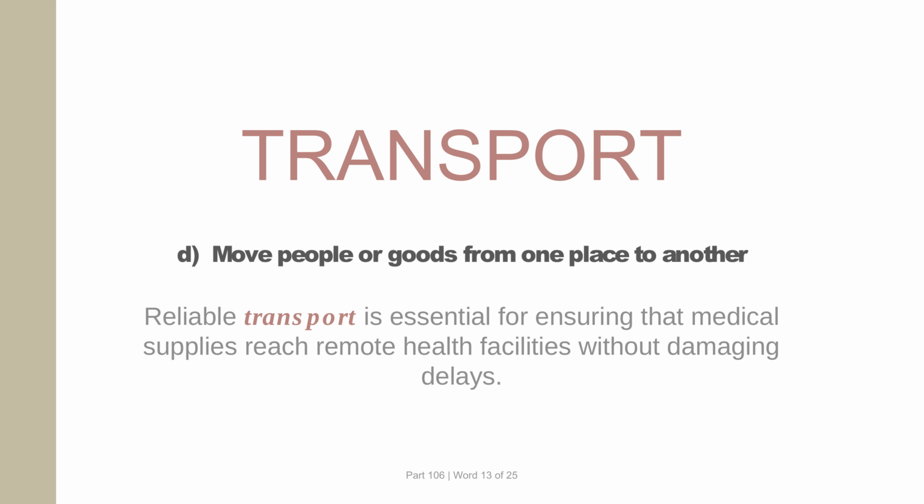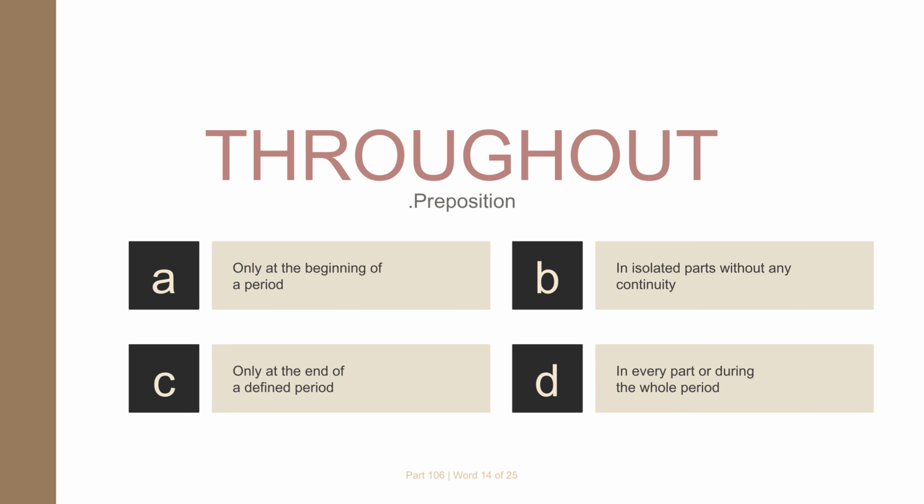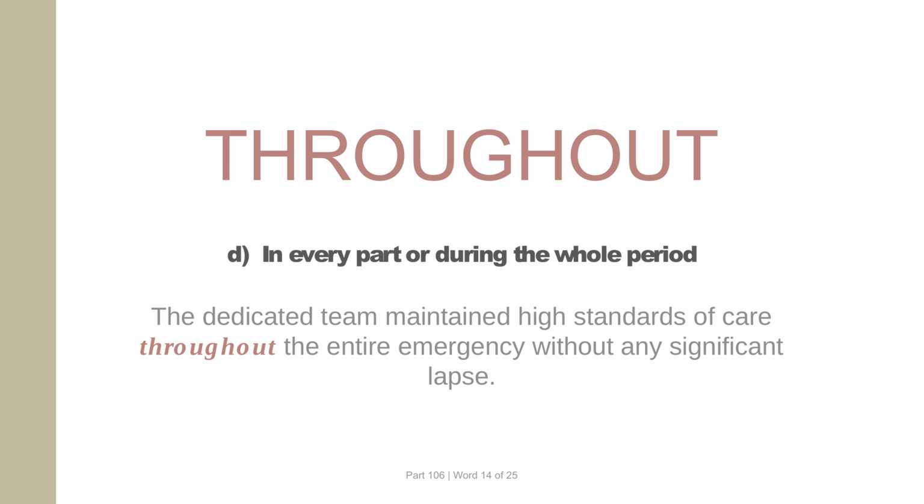Question 14. What is the meaning of throughout? Option A, only at the beginning of a period. Option B, in isolated parts without any continuity. Option C, only at the end of a defined period. Option D, in every part or during the whole period. Correct answer, option D. The correct meaning of throughout is in every part or during the whole period. Example: the dedicated team maintained high standards of care throughout the entire emergency without any significant lapse.